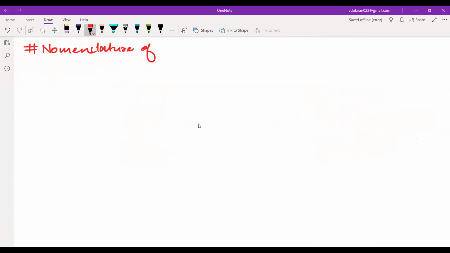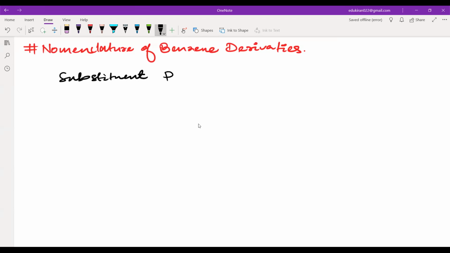Nomenclature of benzene derivatives. First of all, you remember that the parent will have one substituent. There you will have the parent, unsaturation and functional group, all of these in the benzene. Then you just have to identify the substituent.